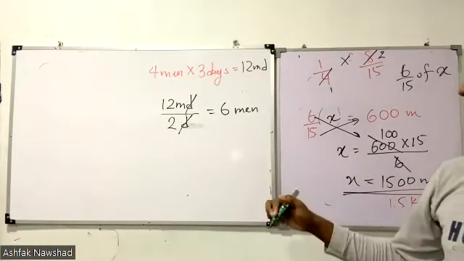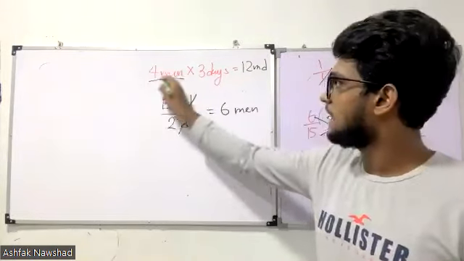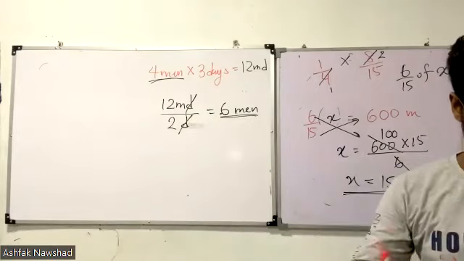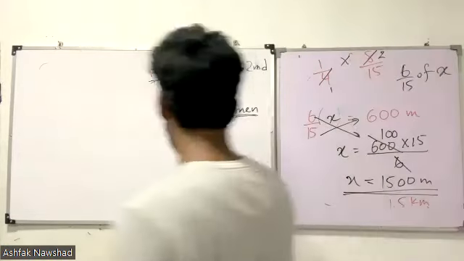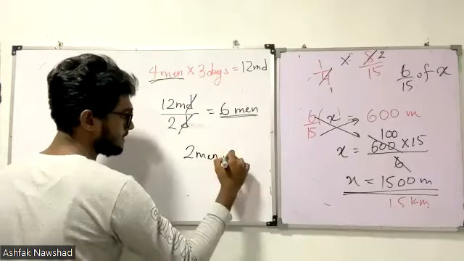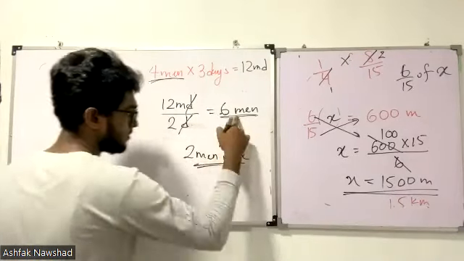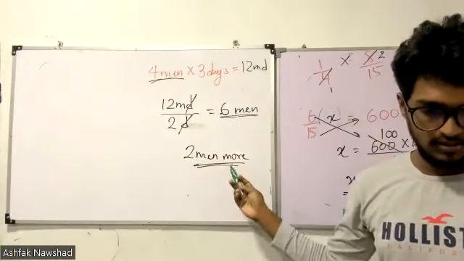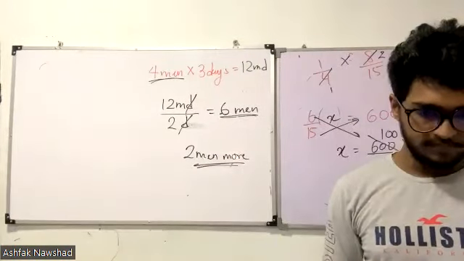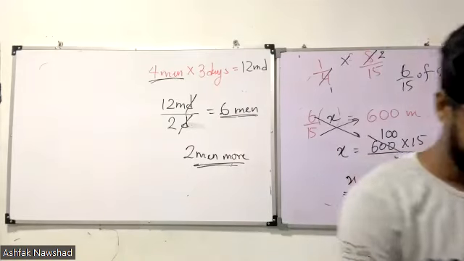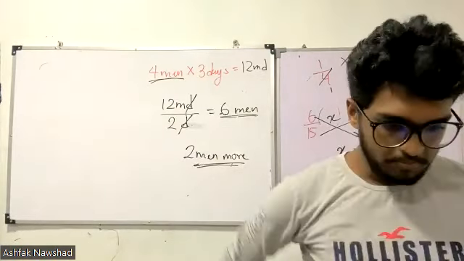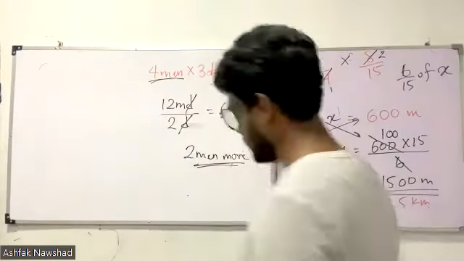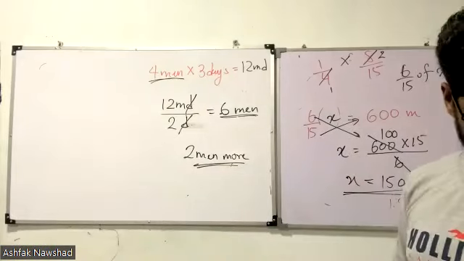They are asking how many more men. At first they needed 4 men. Now they need 6 men. How many more men they need? Yes, exactly. They need 2 men more. This is not the final answer. They need the extra amount of men needed. So this is the answer. Is it clear? Simple stuff, right? So 10 marks for the paper, out of 200, this is 10 marks. Okay.